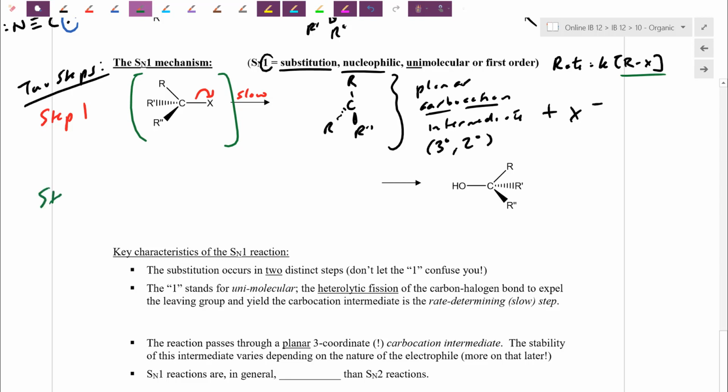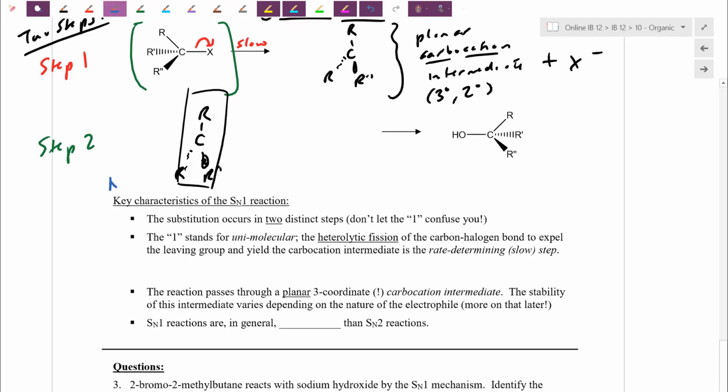Now, as step 2, in my SN1 reaction, I'm going to take this carbocation intermediate. I have R, R prime, and R double prime here. Because I am a completely flat structure here, my nucleophile, it could be hydroxyl, it could be amine, it could be cyanide, whatever. This hydroxyl can actually attack from either side. And depending on which side it attaches to, you might end up getting the R isomer or the S isomer. Okay, so let's just use OH as an example of a nucleophile. OH is a really strong nucleophile.